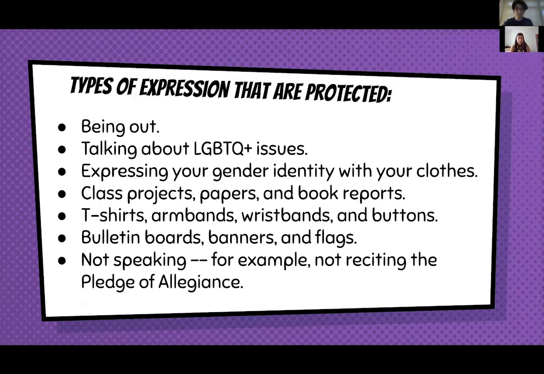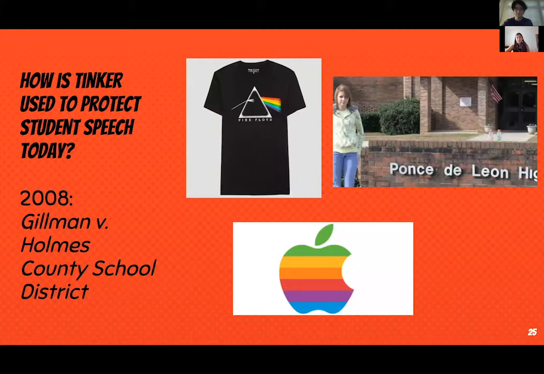Being out, talking about LGBTQ plus issues, expressing your gender identity with your clothes, class projects, papers, and book reports are all protected. You can also wear t-shirts, armbands, wristbands, and buttons to show your support for different ideas. Bulletin boards, banners, and flags are supported. And even if you don't want to speak, you're allowed to do that, like not reciting the Pledge of Allegiance. Tinker is still used today as a very important decision in protecting student speech.